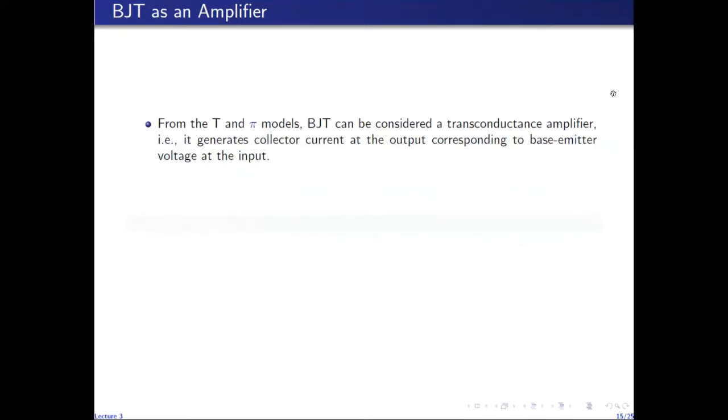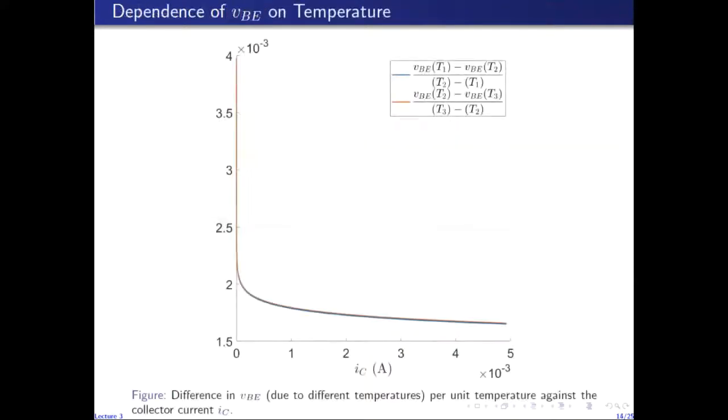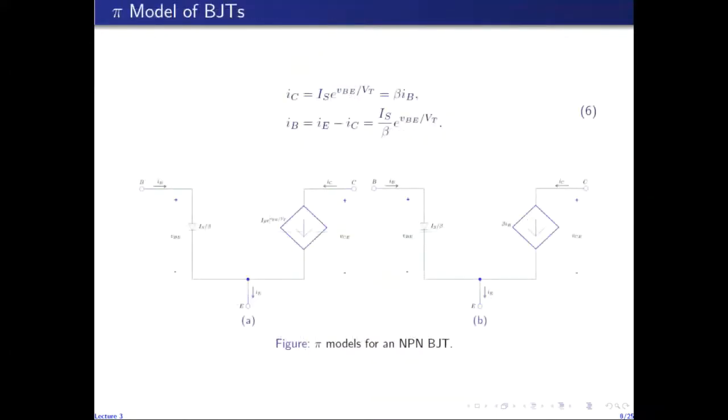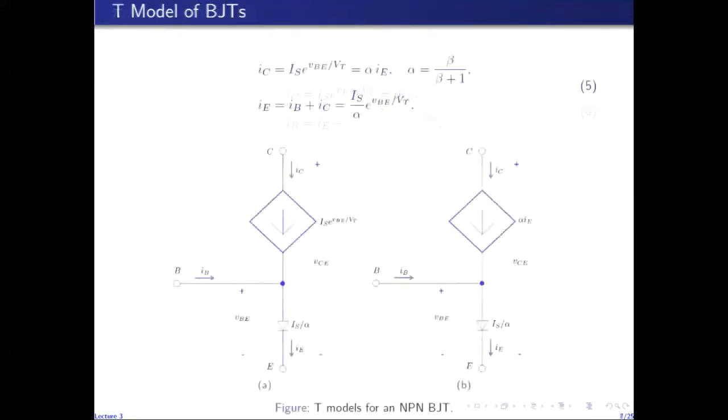So from the pi and T models, let me go back to the slide representing the pi and T model. Let's look at the T model. For this T model, if I assume that the emitter base terminals form an input port and collector base terminals form an output port, then for the input voltage of VBE, I get an output current IC, which is defined by VBE.